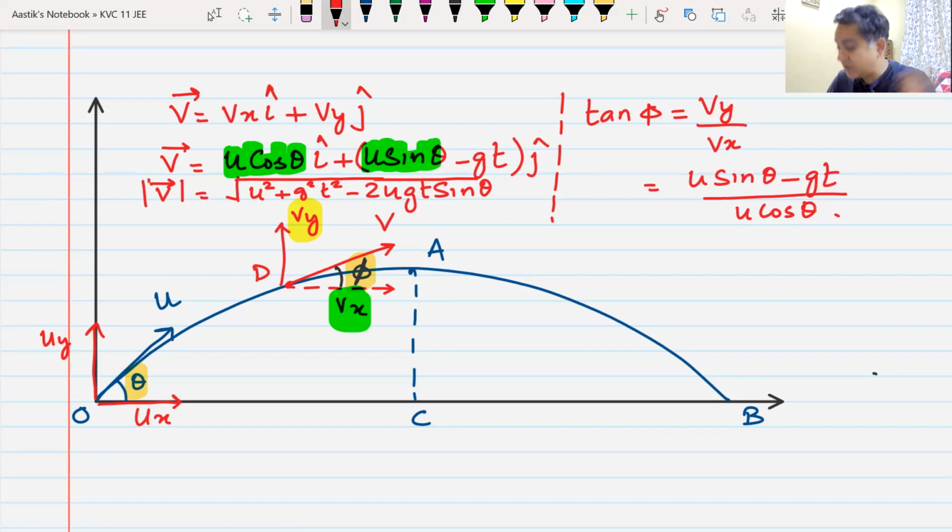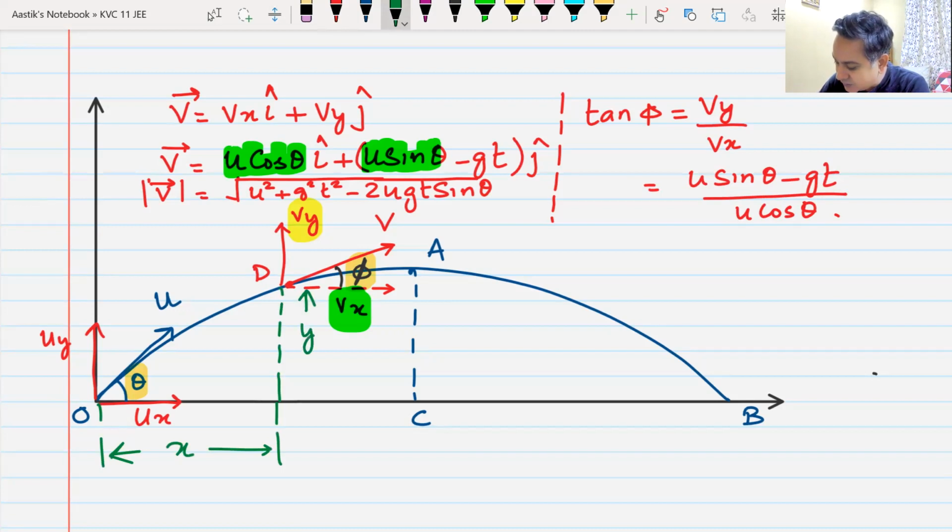It is that simple. Now, the other thing that you must understand is that this point has an x coordinate. This is your x. And this point has a y coordinate. This is your y. Yes or no? Okay.